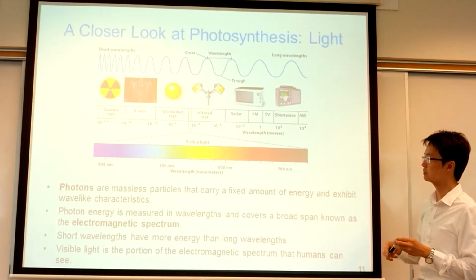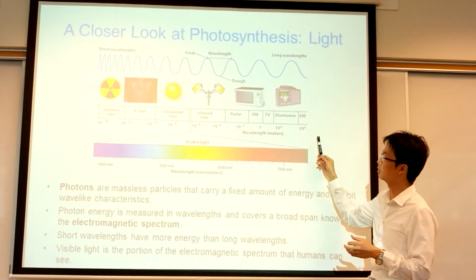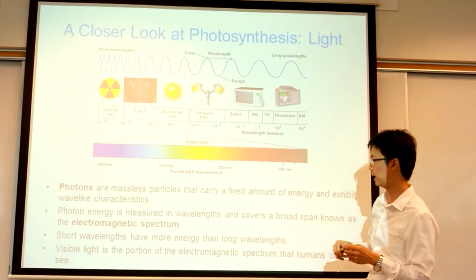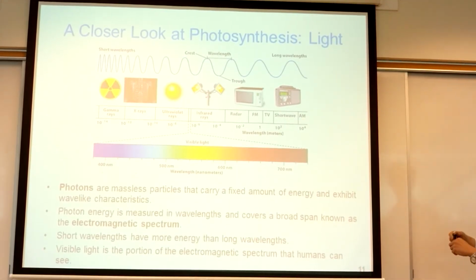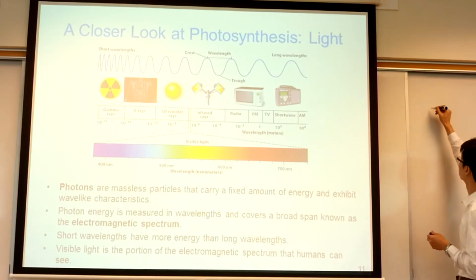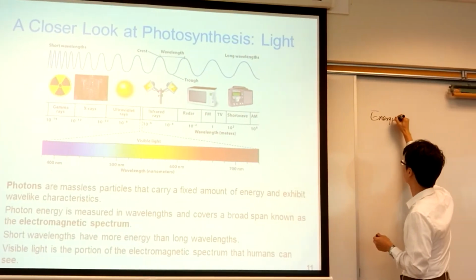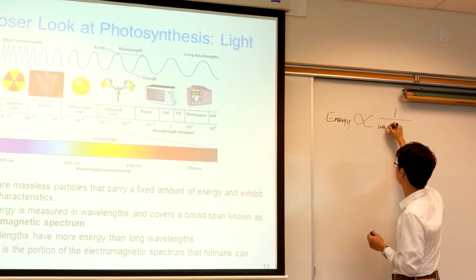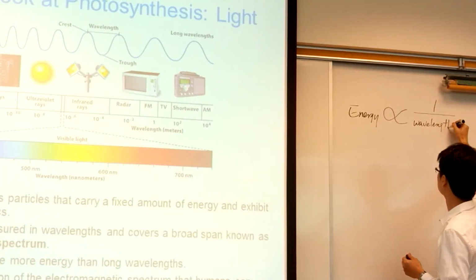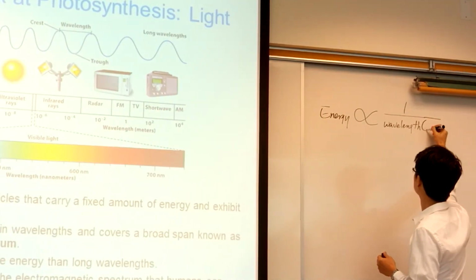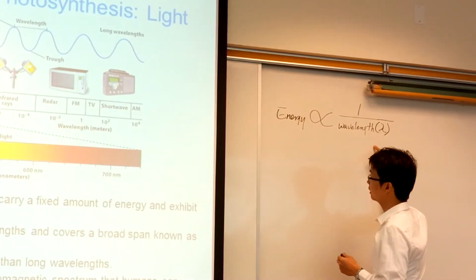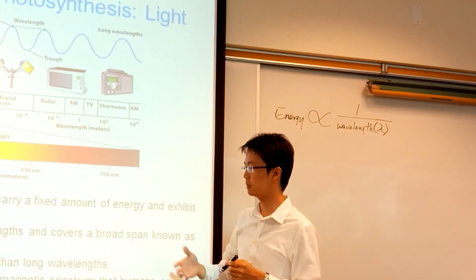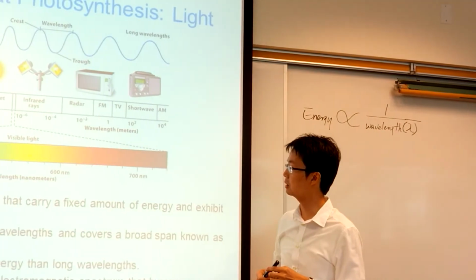So the electromagnetic spectrum is like this: the longer the wavelength, the less energy it carries. The shorter the wavelength, the more energy it carries. So it is inversely proportional. Energy is inversely proportional to the wavelength. For wavelength, we usually use the Greek letter lambda to represent the unit of wavelength.